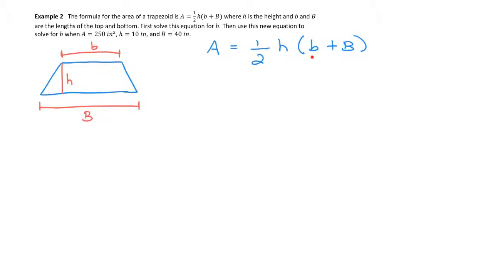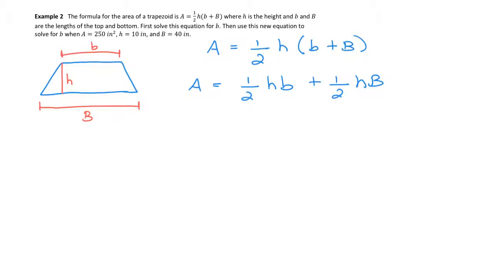And there's a couple of ways to do this. What I'm going to do is distribute 1/2 h into the parentheses. All right, if I do that, I get A is equal to, I have 1/2 h times b plus 1/2 h times uppercase B.